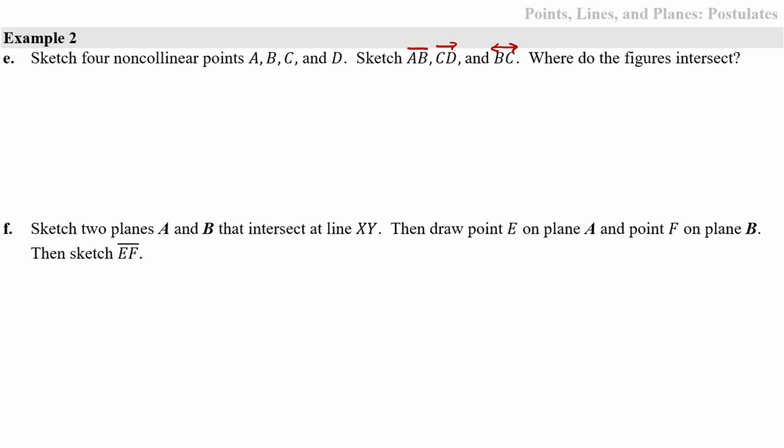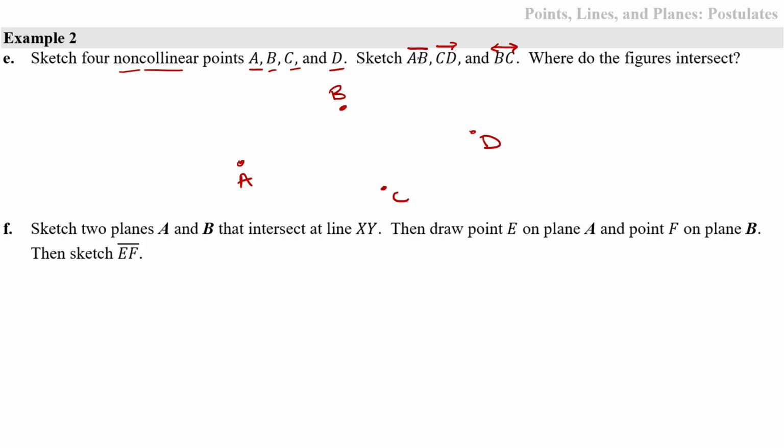For example E, it says sketch 4 non-collinear points. Remember, non-collinear means not on the same line. So as long as I draw them so that I cannot draw a line through them, they'll be non-collinear. And we're going to label them A, B, C, and D. It doesn't really matter which order you make them in. So I'm going to go like that.